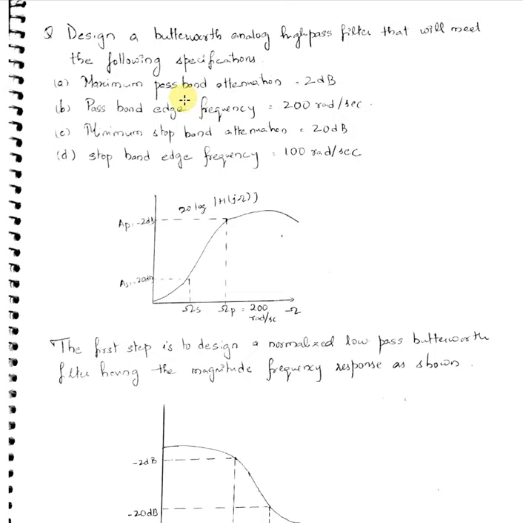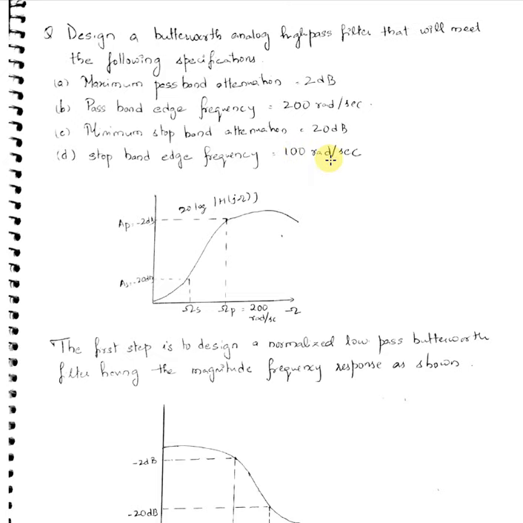Now see here, what are they saying? Maximum passband attenuation is 2 dB. Passband edge frequency is 200 radian per second. Minimum stopband attenuation is 20 dB, and stopband edge frequency is 100 radian per second. Clear? Now if I represent in my x-axis the frequency, I will have my 100 radian first, starting from 0, then comes my 200 radian.